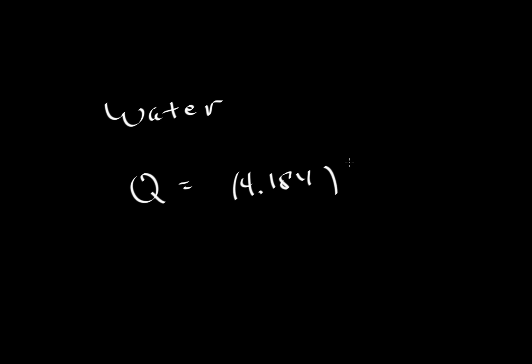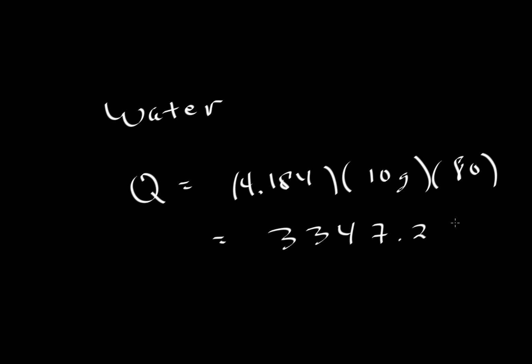What about water? So for water, we'll work this out completely again. So we would have Q is equal to 4.184, that's the heat capacity, multiplied by the mass, 10 grams, and the delta T that we are interested in is 80 degrees, and that comes out to 3,347.2 joules. So much more heat is required to heat up water than it does either galena or quartz. So water has a very, very high heat capacity. That means we have to put in a lot of energy to make the system go.